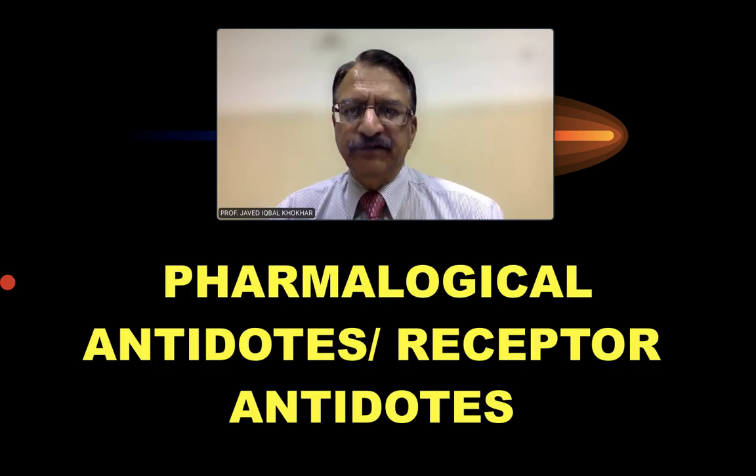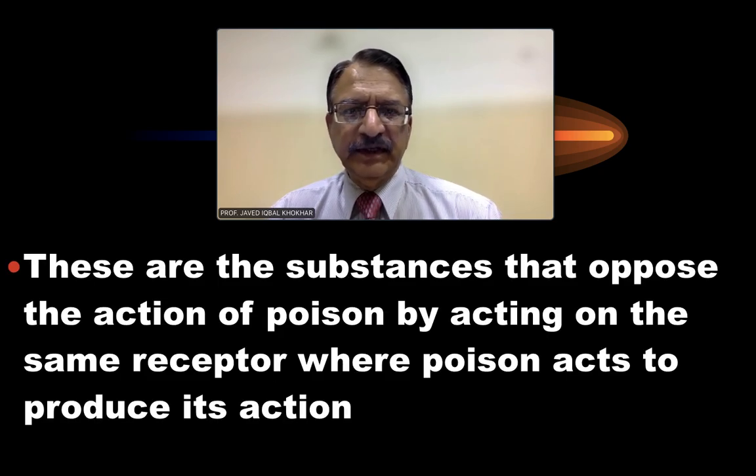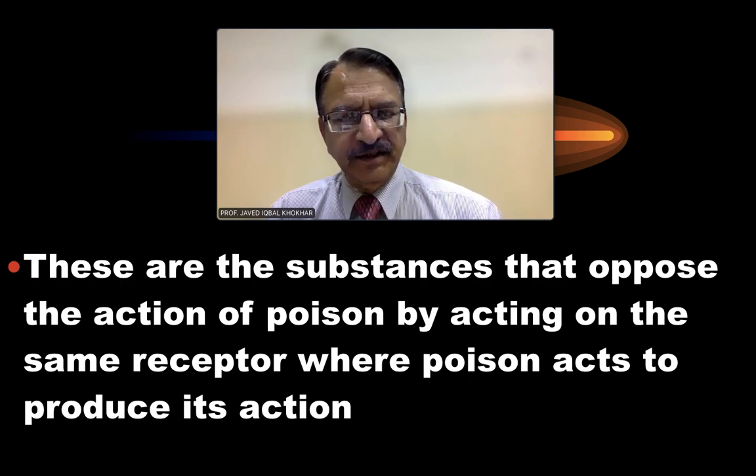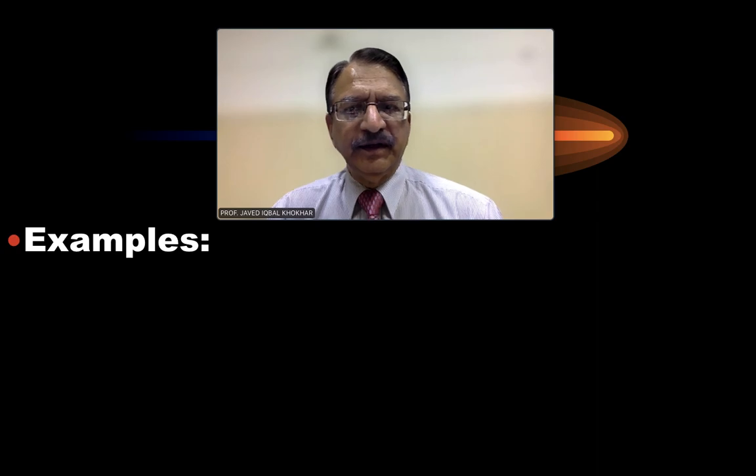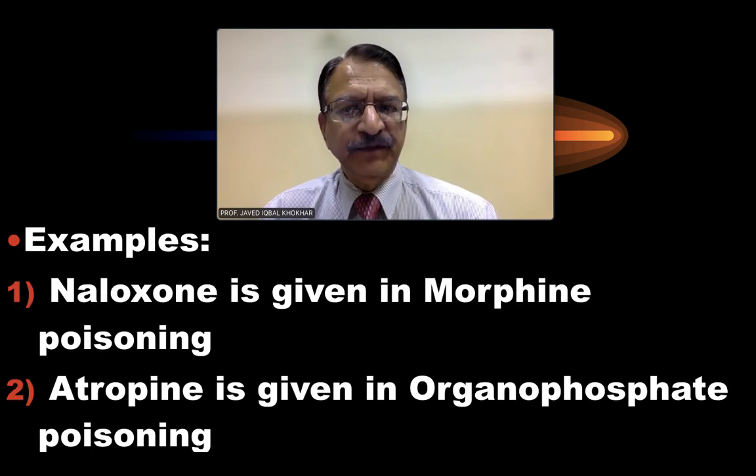Now, the pharmacological antidotes or receptor antidotes. These are the substances which oppose the action of poison by acting on the same receptor where the poison acts to produce its actions. For example, naloxone is given in morphine poisoning, atropine is given in organophosphorus poisoning.